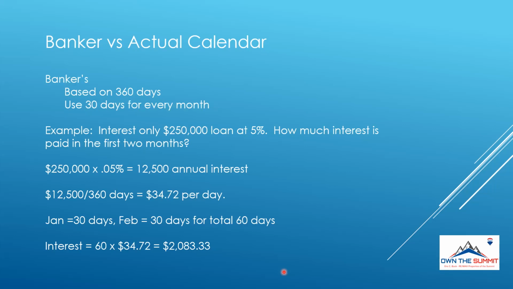Now let's look at this based on a banker's calendar. Banker's calendar uses 360 days and assumes 30 days for every month. So the same $250,000 loan at 5%, we see the annual interest still is $12,500, but we're now going to divide that by 360 days to get $34.72 per day in interest. January, we allocate 30 days. February, we allocate 30 days for a total of 60 days. 60 times $34.72 gives us an interest of $2,083.33. So you can see there's a little difference here.